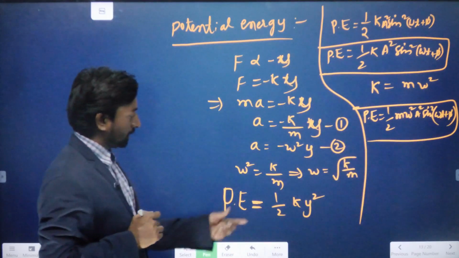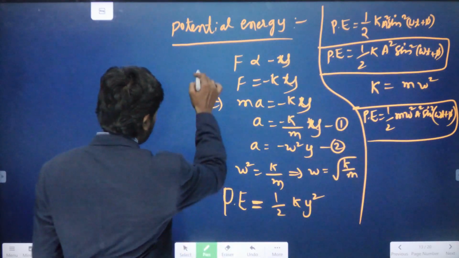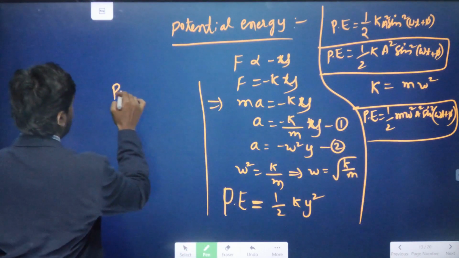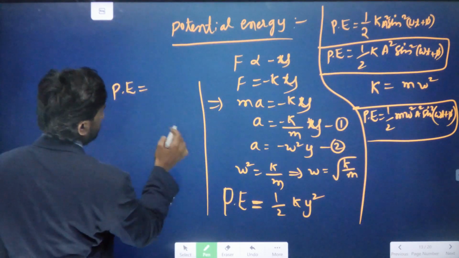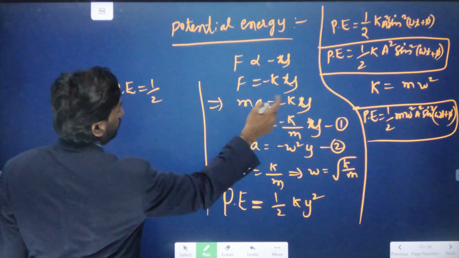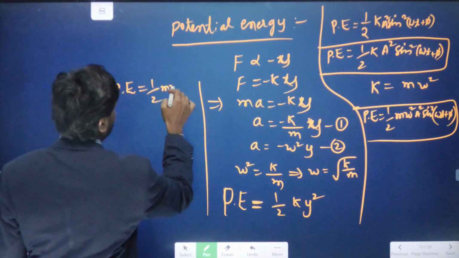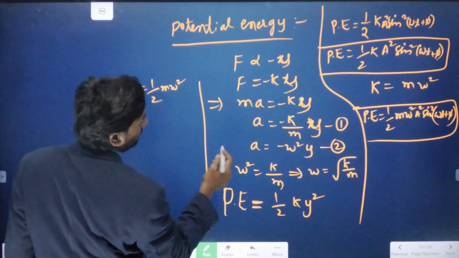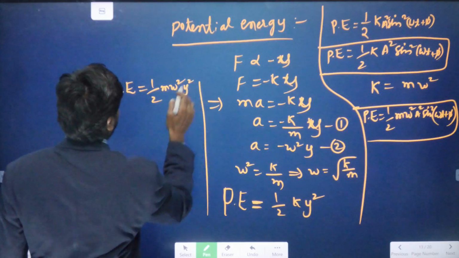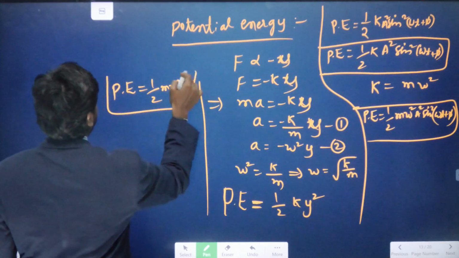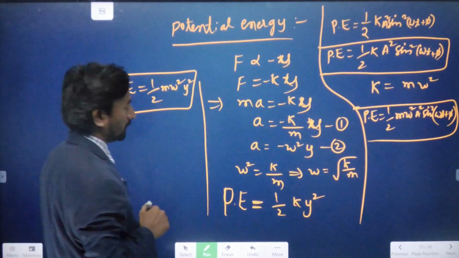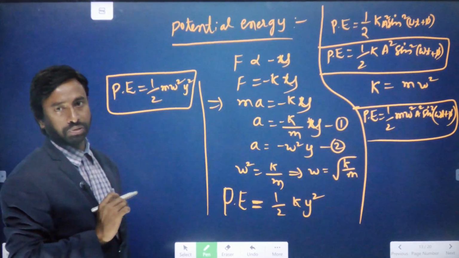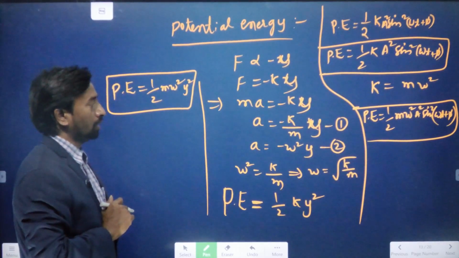Or, in the potential energy equation, the k value we have written as m into omega square, so we can write potential energy is equal to half into m into omega square into y square. This is the equation of the potential energy of a particle in simple harmonic motion.